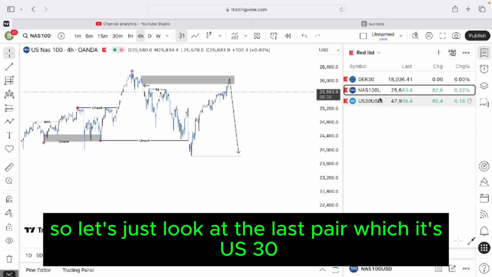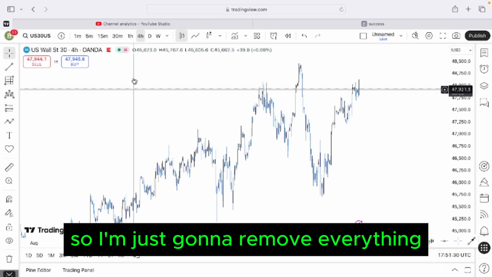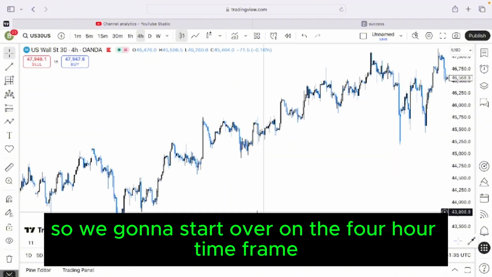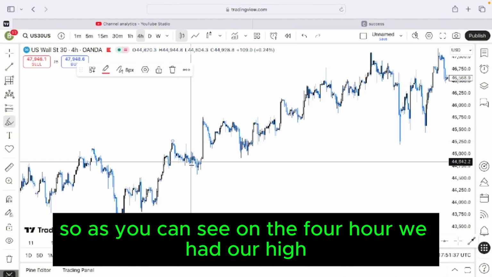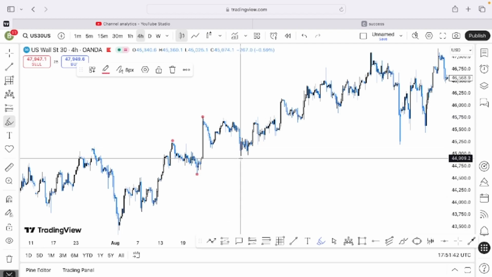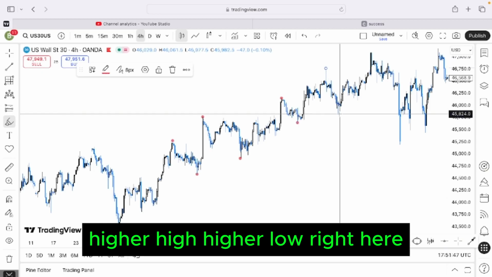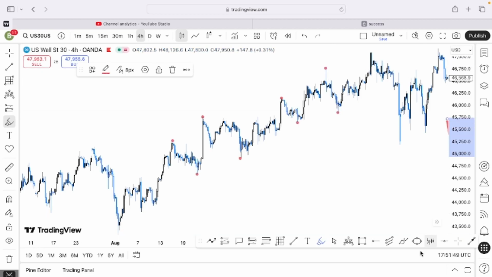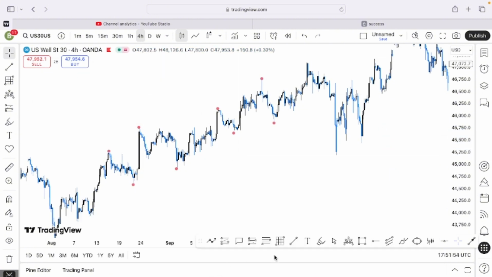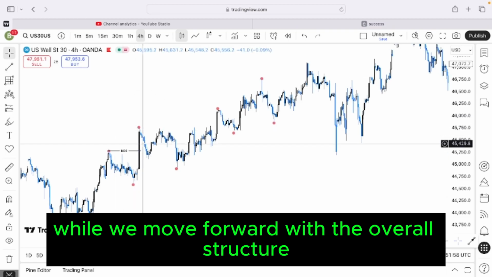So let's just look at the last pair, which is US30. So I'm just going to remove everything. So we're going to start over on the 4-hour time frame. As you can see on the 4-hour, we had our high, low, high, and then this is our low, and then this is our high, and then this is our higher low, higher high, higher low right here. And let's just continue marking out the structure. So let me just move over here so that we can draw them while we move forward with the overall structure.